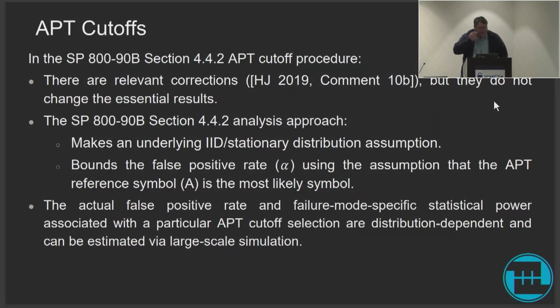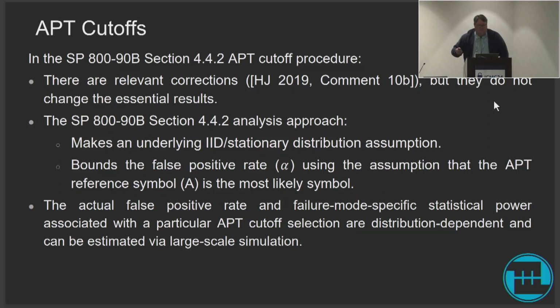Very convenient. Okay, so APT cutoffs. The particular APT cutoffs that are actually described in SP 800-90B, section 4.4.2, it turns out there's some minor statistical corrections there. It doesn't have a major impact on the cutoff, and frankly doesn't matter too much. It's off by 1 sort of thing.